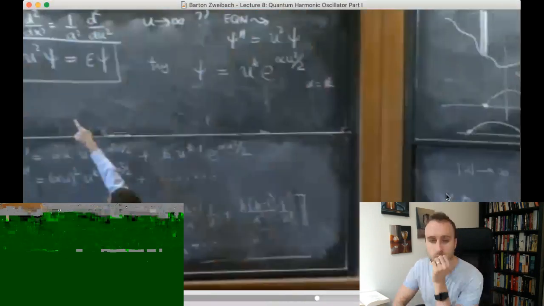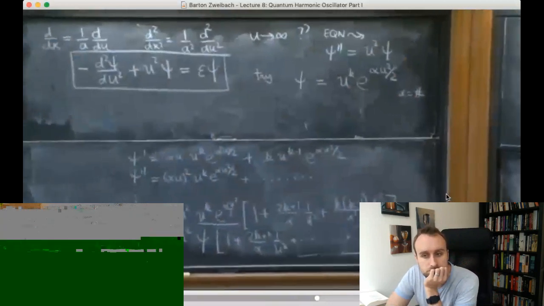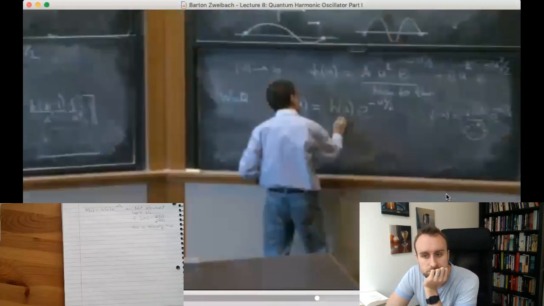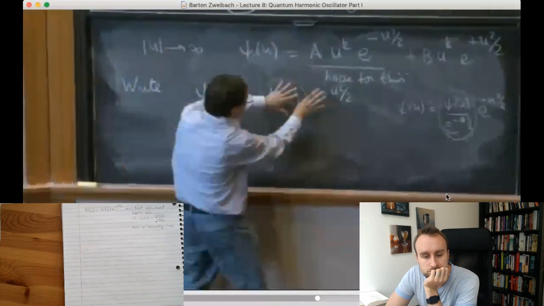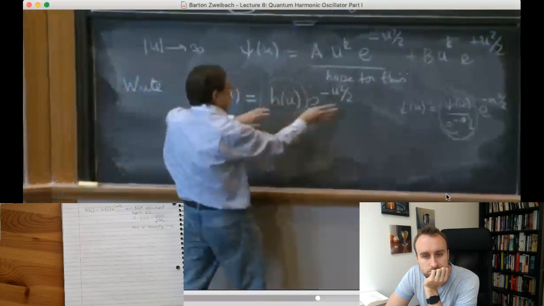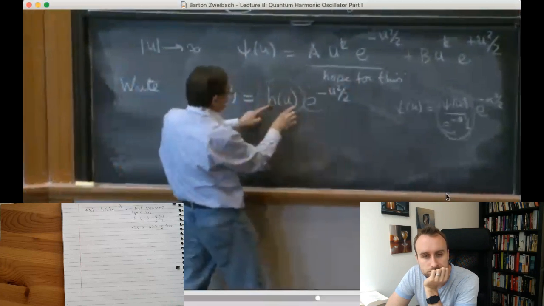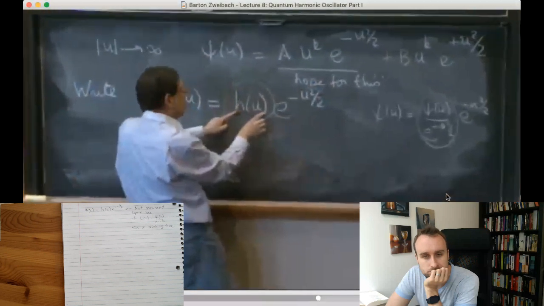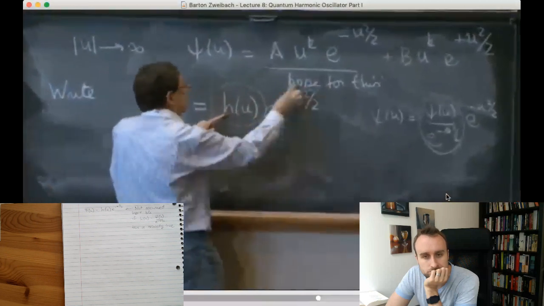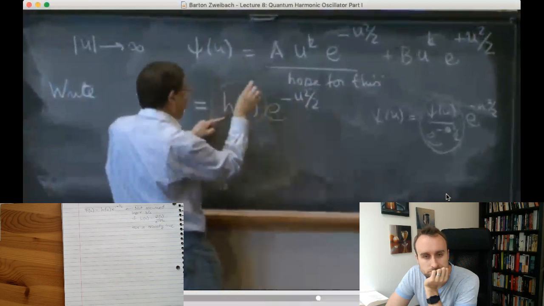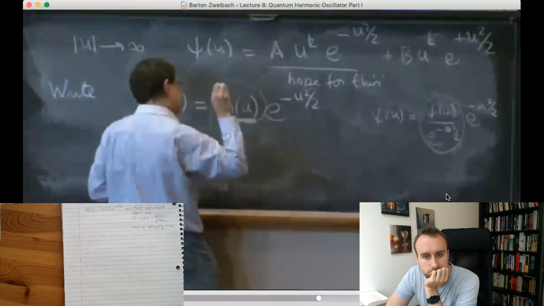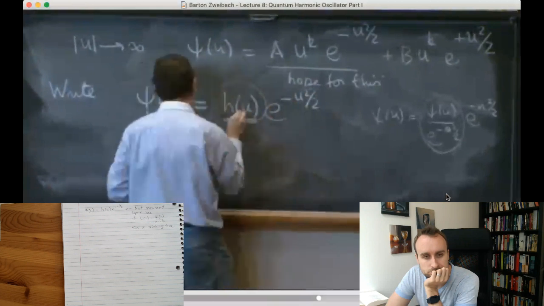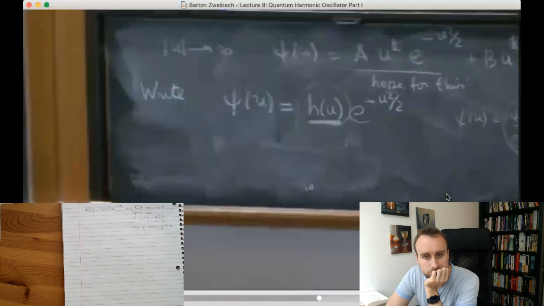Equation for psi, that because this is a very clever factor, the differential equation for h will be simpler. Because part of the dependence has been taken over. So maybe h, for example, could be now a polynomial solution because this part has been taken care of. So the hope is that by writing this equation, it will become an equation for h of u, and that equation will be simpler.